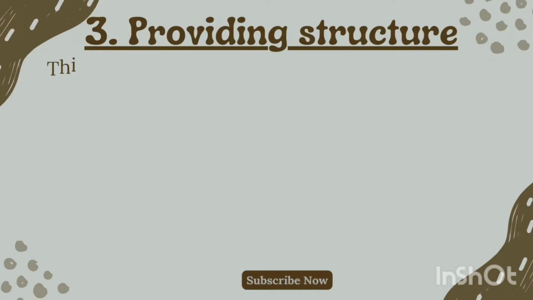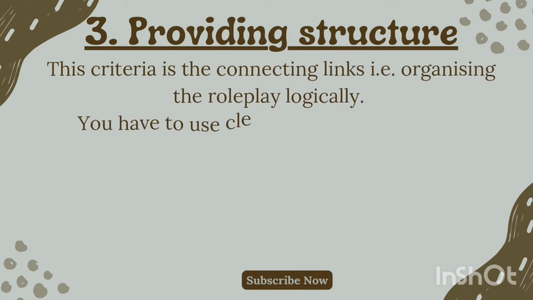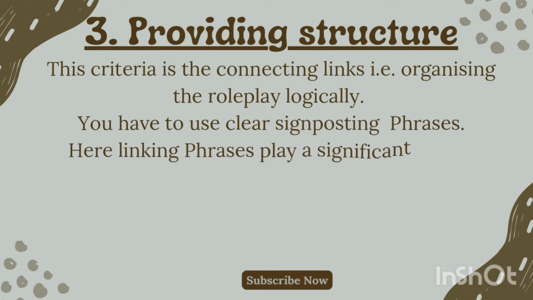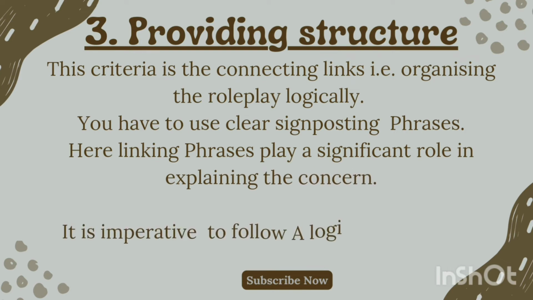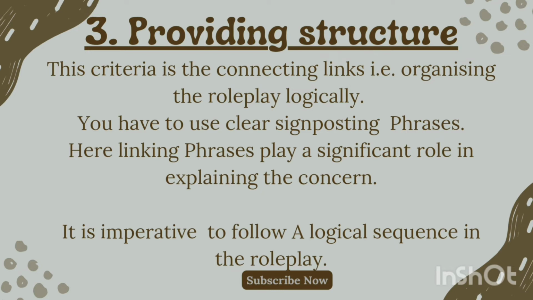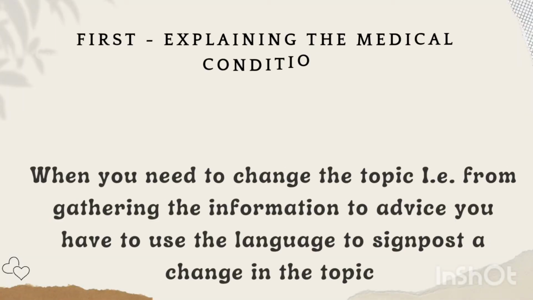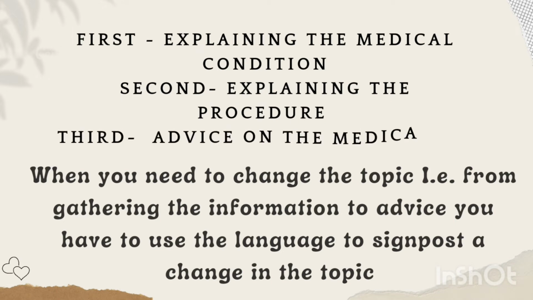This criteria is the connecting link that is organizing the role play logically. You have to use clear signposting phrases. Here, linking phrases play a significant role in explaining the concern. It is imperative to follow a logical sequence in the role play. That is, first, explaining the medical condition, second, explaining the procedure to the patient, and then third is to advise on the medication.